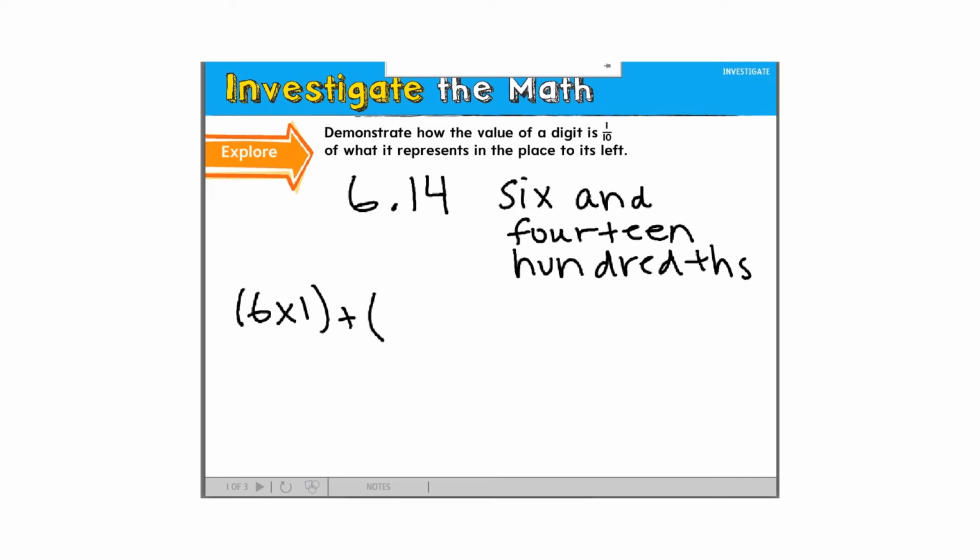Then I'm going to add the next number, which is a 1. And it's in the tenths place, which, if you look back into your notes, we said that the tenths place would show a value of 1/10. Then we're going to add the 4, which is in the hundredths place. So it would look like that. And that is the expanded form of 6 and 1400ths. Word form, expanded form.